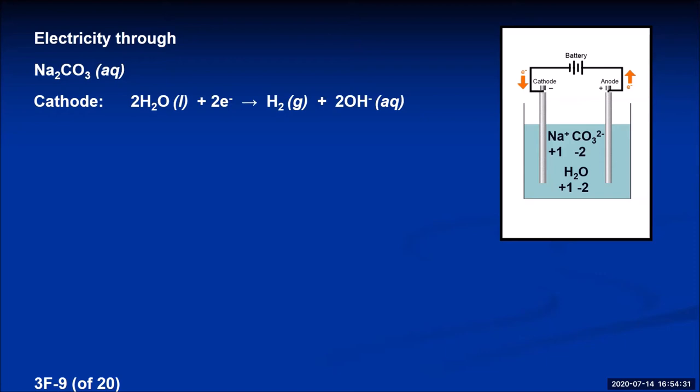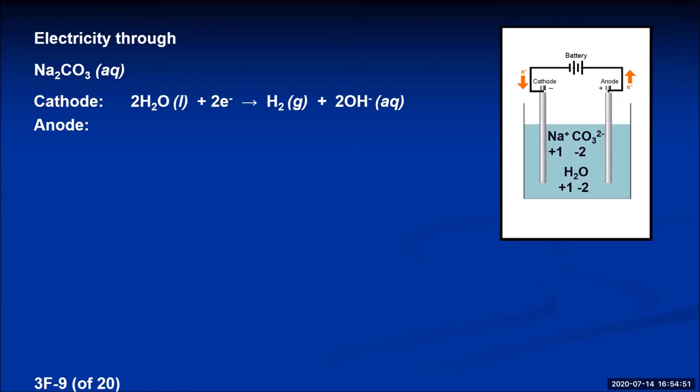And once again, how we figure that out is you write water as HOH, and so it's that first H turning into the H2 gas. You need a 2 in front of the HOH to balance the hydrogens, and that means two hydroxides wind up being released. At the anode, you would look at the negative ion of the dissolved substance to be oxidized.